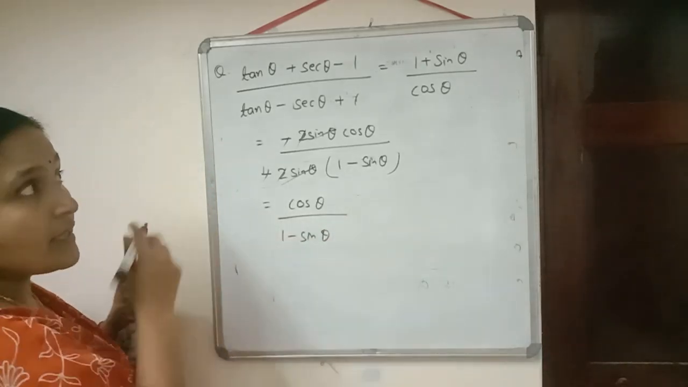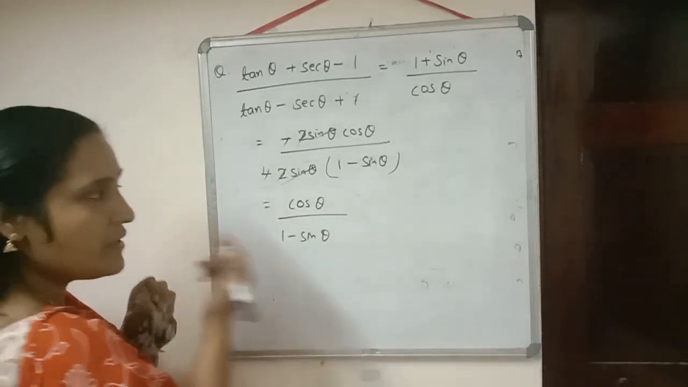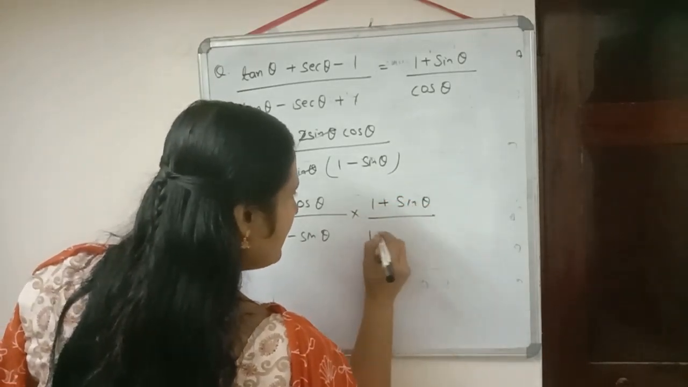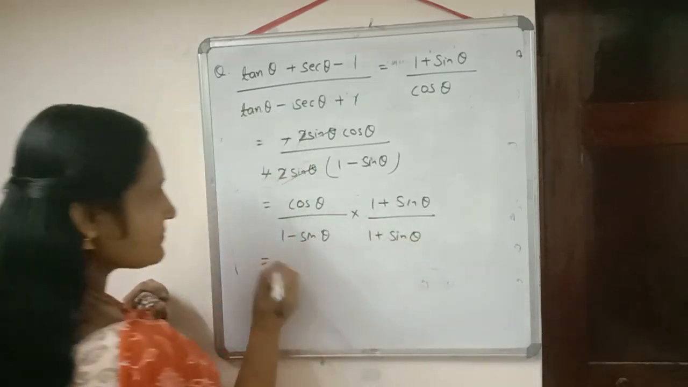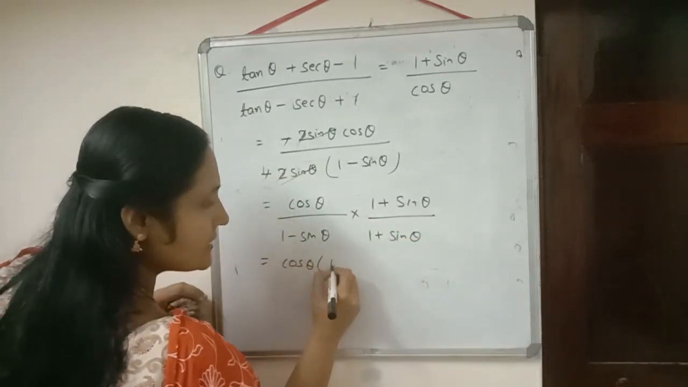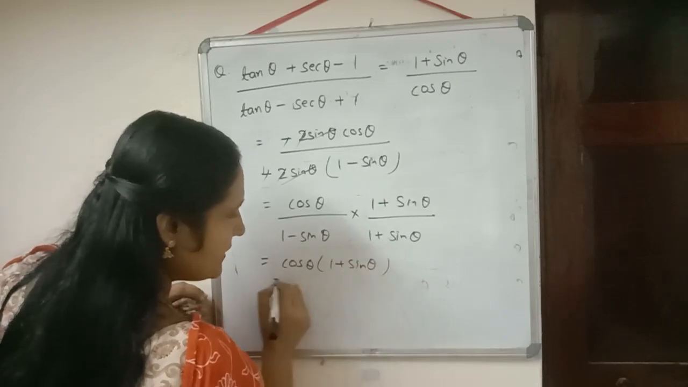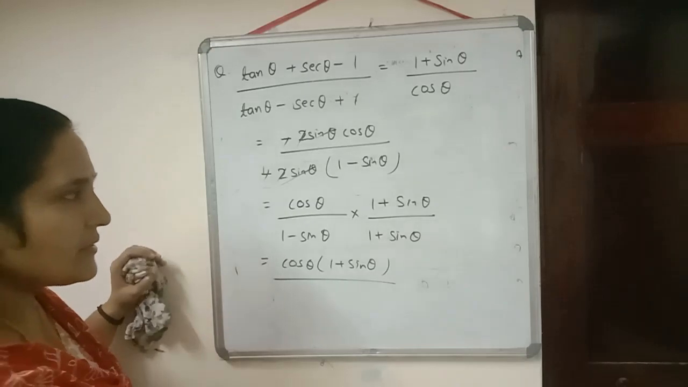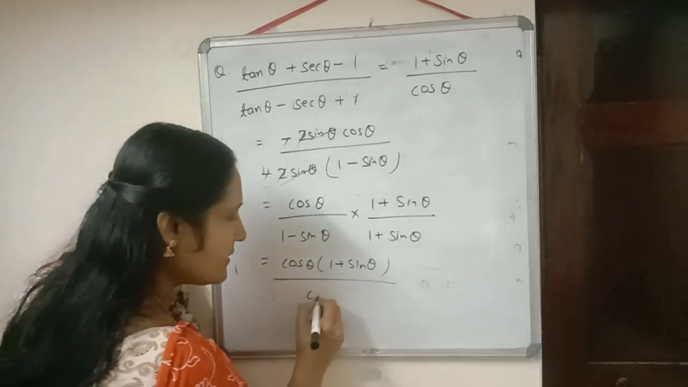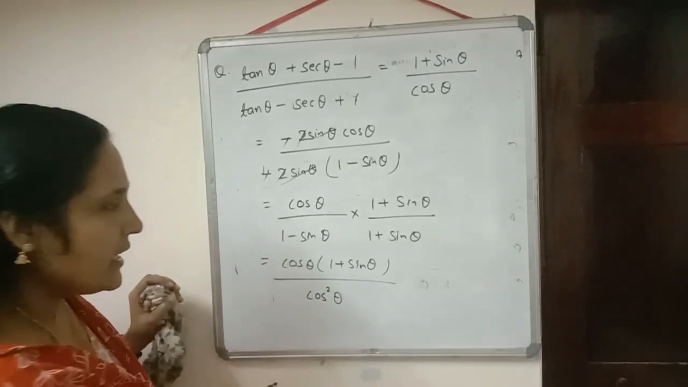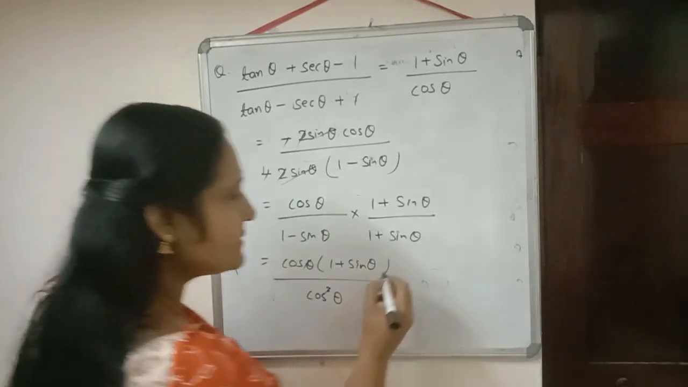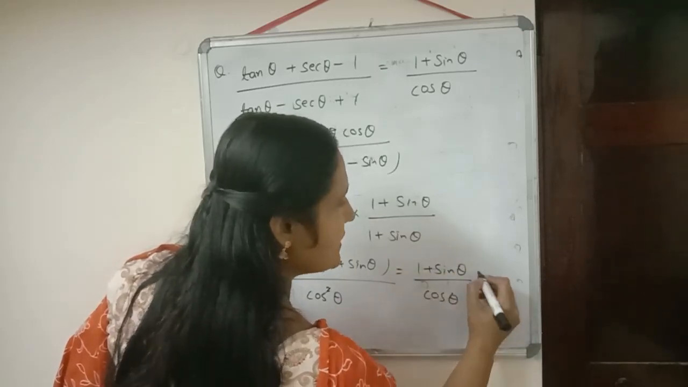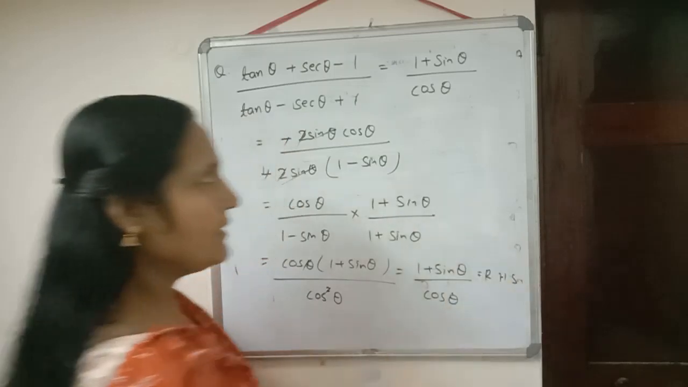No. We want 1 plus sin theta there. So for that, what will we do? Yes, we will rationalize the denominator. So multiply by 1 plus sin theta. It will be equal to cos theta into (1 plus sin theta) by (1 minus sin theta) into (1 plus sin theta). That will be equal to 1 minus sin square theta, which is equal to cos square theta. So one cos theta gets cancelled. We get (1 plus sin theta) by cos theta, which is equal to our right hand side.